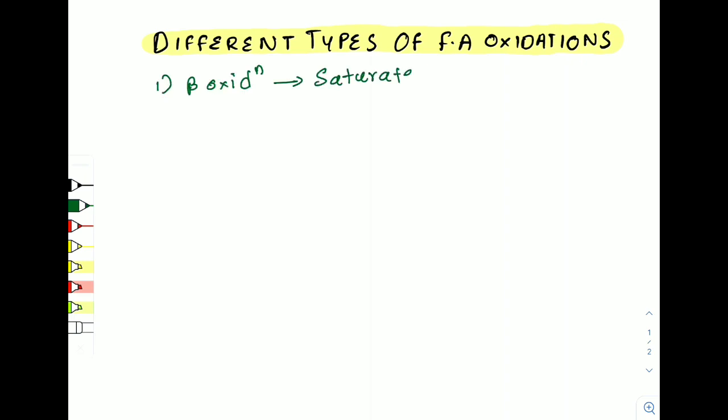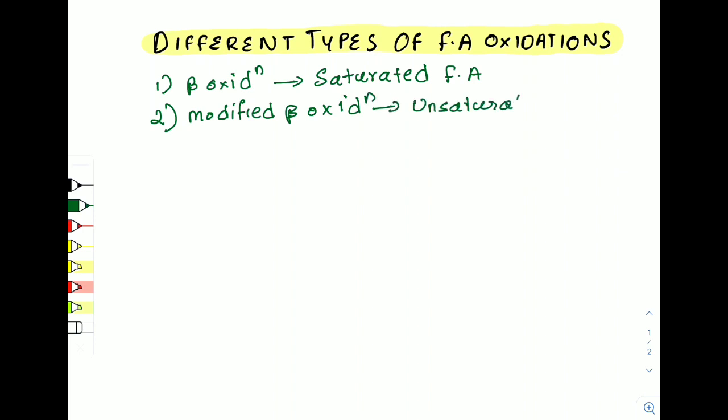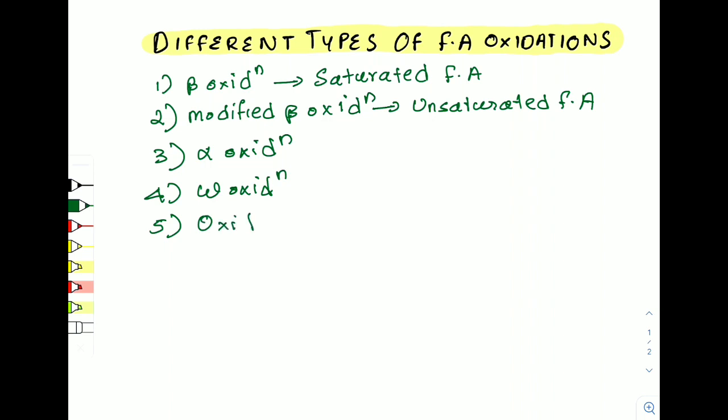The first one is beta oxidation. It is done for saturated fatty acids. Secondly comes the modified beta oxidation, which is usually done for unsaturated fatty acids. Thirdly comes the minor oxidative pathways like alpha oxidation and gamma oxidation. Last but not the least comes the oxidative pathway for odd chain fatty acids.